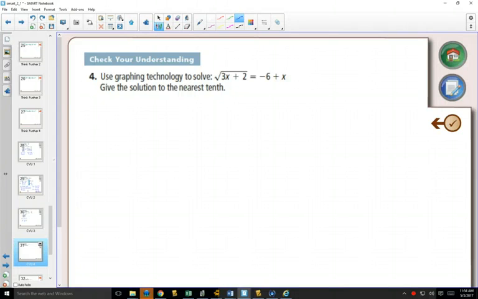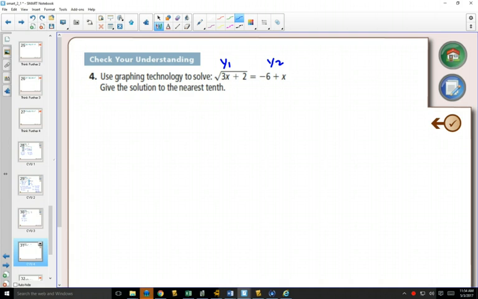At this point, it says use graphing technology to solve. We are going to learn algebraic solutions for these as well, but at this point, it says using graphing technology. What we're going to do, like we did before, is put one equation into y1 and another equation into y2.